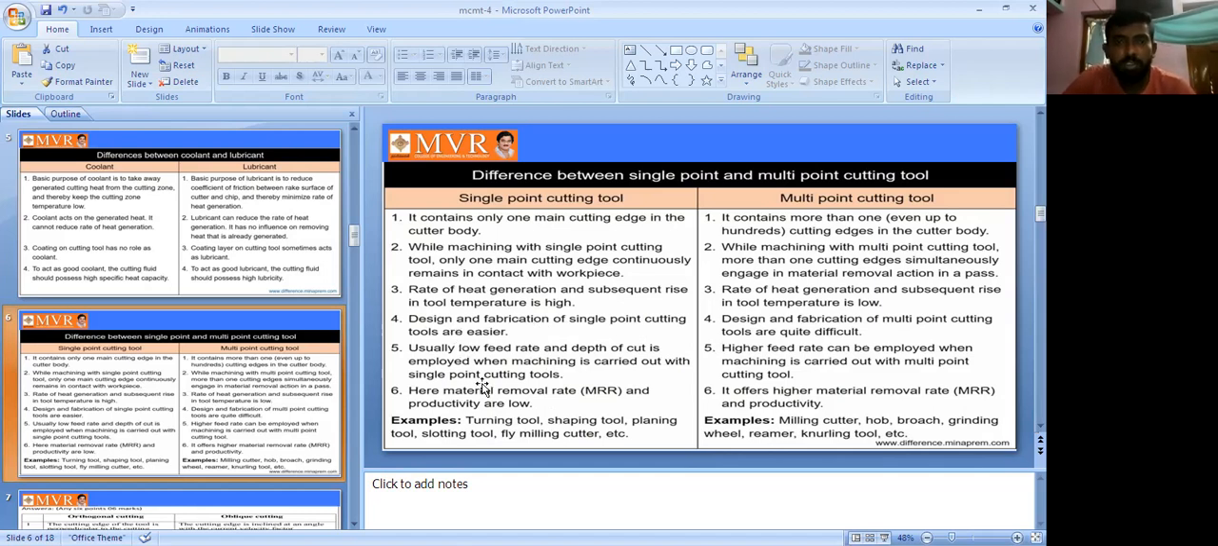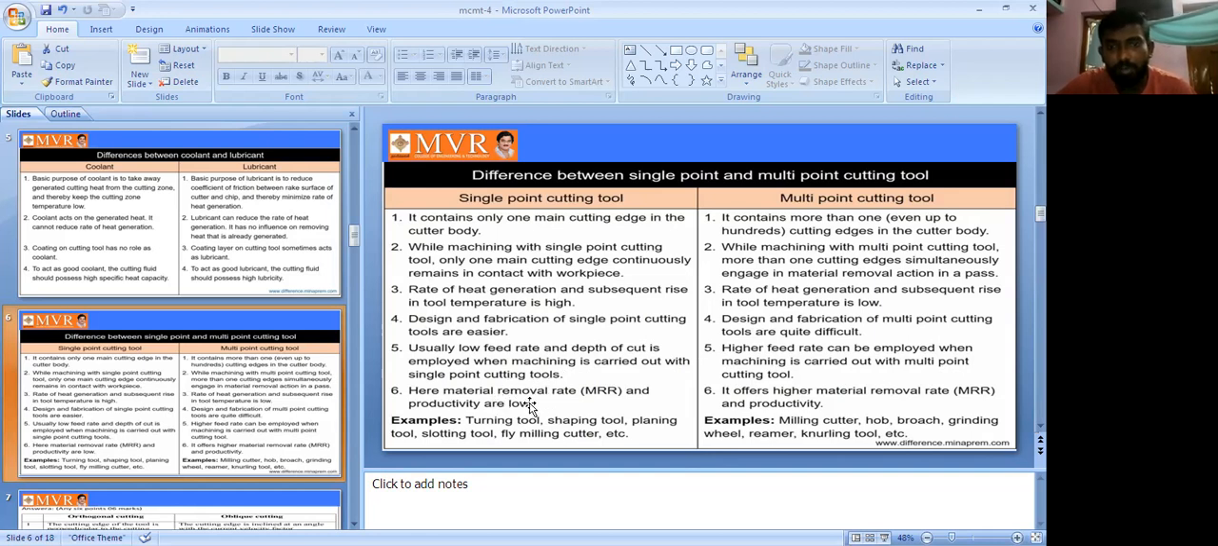Usually a low feed rate and depth of cut is employed when machining with a single point cutting tool. A higher feed rate can be employed when machining with a multi-point cutting tool. So we see a low feed rate with the single point cutting tool and a high feed rate with the multi-point cutting tool. That is the major difference here.